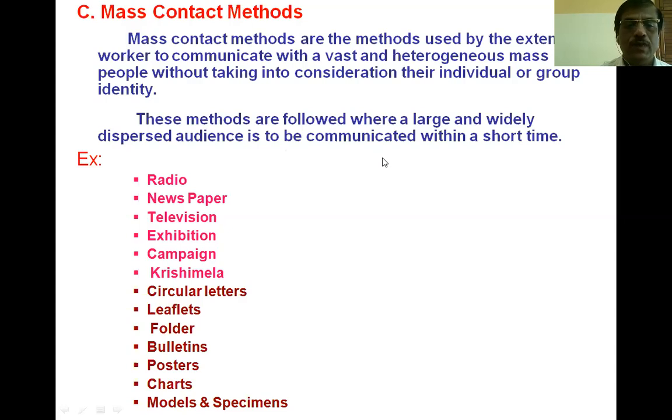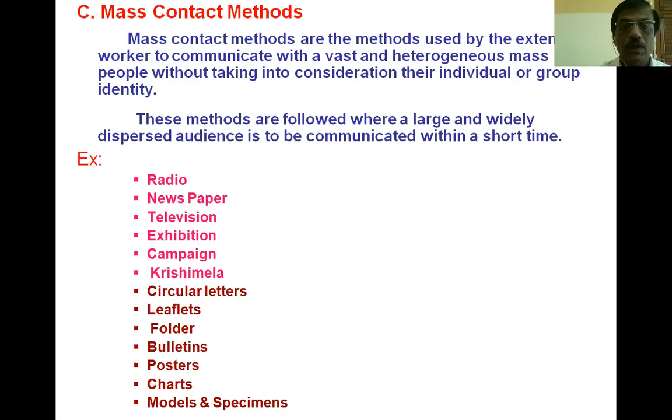These are the examples of mass contact methods: radio, newspaper, television, exhibition, campaign, Krishi Mela, circular letter, leaflet, folder, bulletin, posters, charts, models, and specimens. The first six, radio, newspaper, television, exhibition, campaign, and Krishi Mela, will be covered in detail in the future theory classes. Then leaflets, folders, bulletins, posters, charts, models, and specimens will be covered in the practical class.